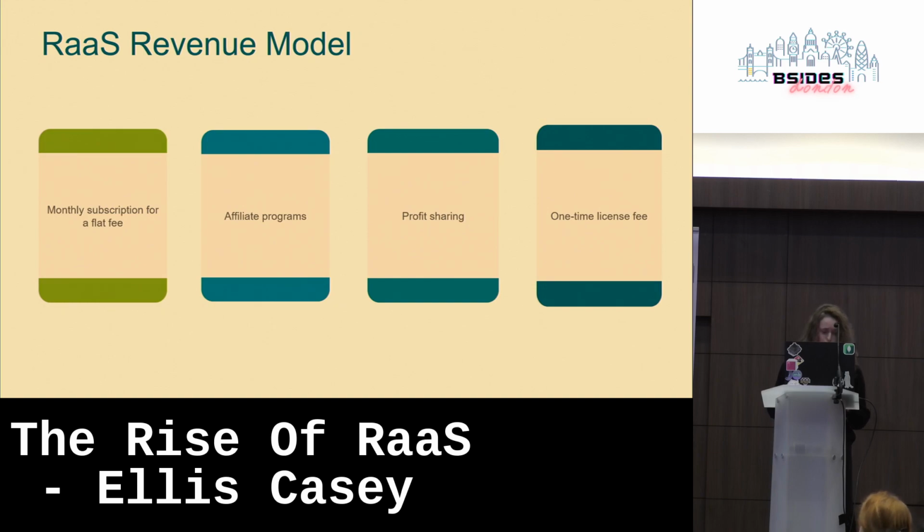As mentioned before, the RaaS model is similar to the software as a service model. These services are often advertised on underground chat groups and dark web forums. And there are several ways in which affiliates can access the service. A monthly subscription for a flat fee, or through affiliate programs where an attacker earns commission for each successful ransom payment. There is also a profit-sharing model where a portion of the commission goes to the original developer or operator, or simply through a one-time license fee.